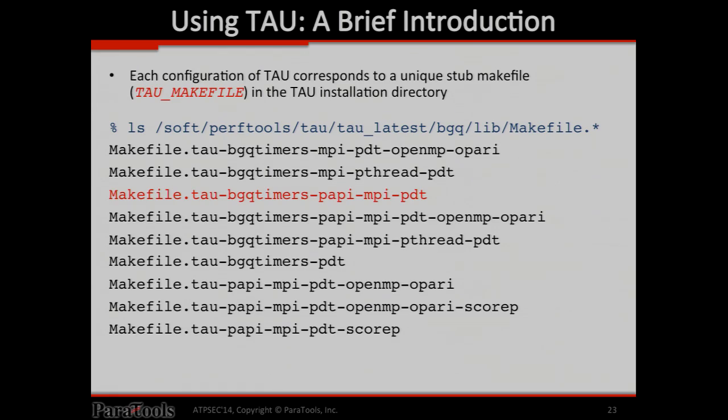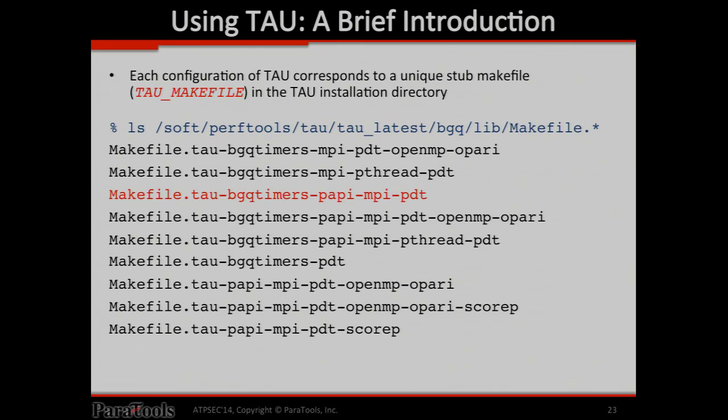These are the steps you would actually take on Mira or Vesta or one of these ALCF systems to run Tau. Tau is installed here: soft perf tools, Tau latest. Every Tau installation comes with several Tau makefiles. Makefile is a little bit of a misnomer. They're really more like configurations. The Tau makefile tells Tau what type of metrics to gather and what compiler flags to send to your application so that the correct metrics are generated.